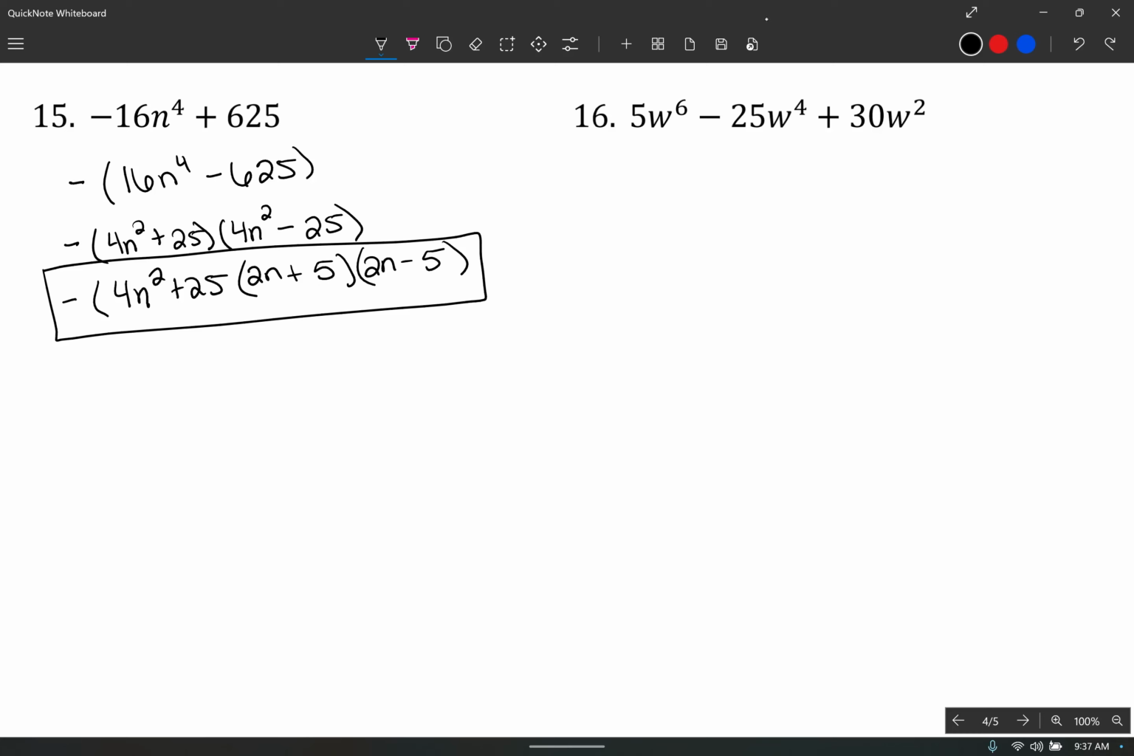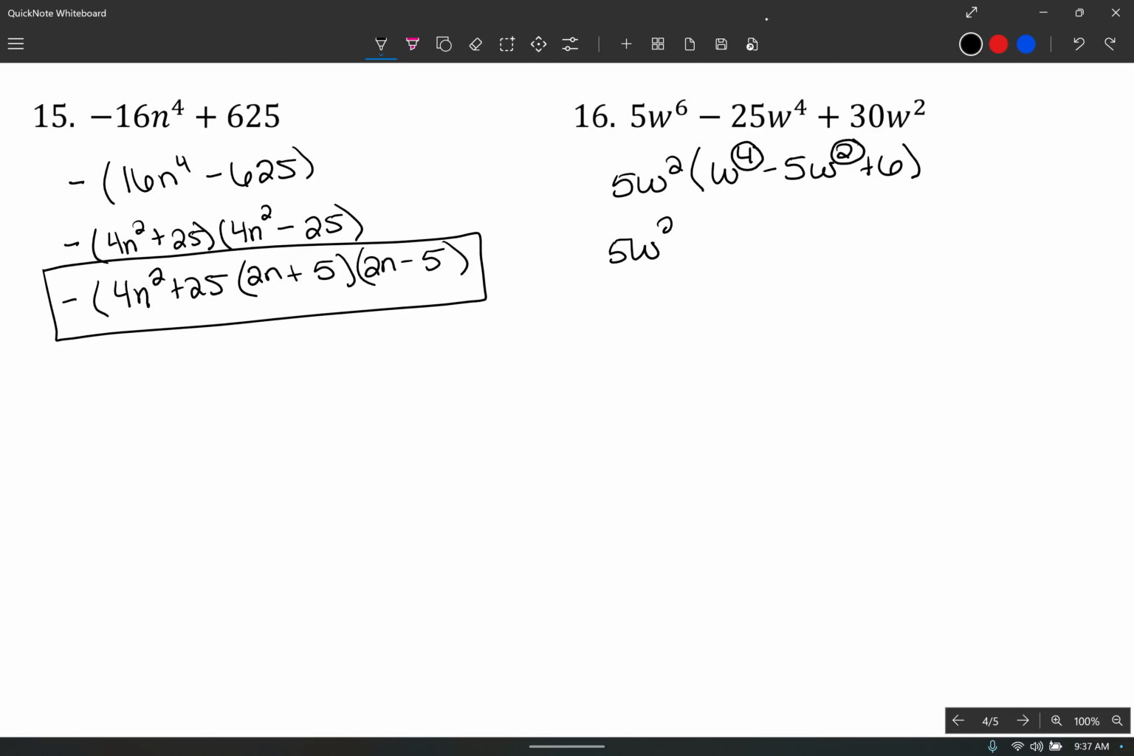All right, number 16, I do have a common factor of 5w squared. So if I factor that out and divide it out of all the terms, I'm left with w to the 4th minus 5w squared plus 6. And remember, as long as this is w to the 4th and this is half, you can do that, with no w there at the end.